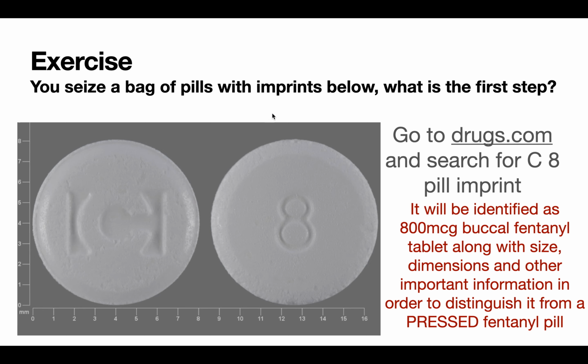So, exercise: he sees a big bag of pills with imprints. The lowest first, you go to drugs.com, search for C8 pill imprint, and it will be identified as 800 microgram buccal fentanyl tablet. It'll give you a lot of other important information in order to distinguish it from a pressed fentanyl pill. But of course, laboratory methods are the gold standard.